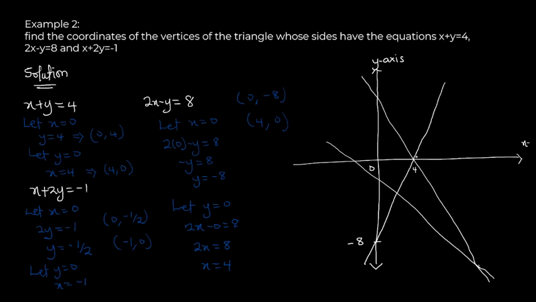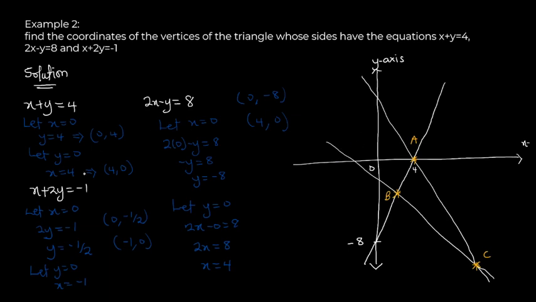Now, it means that we have this place as our vertex A, this point as vertex B, and this point as vertex C, and these are the points that we are supposed to solve this equation simultaneously to find the point where they intersect.